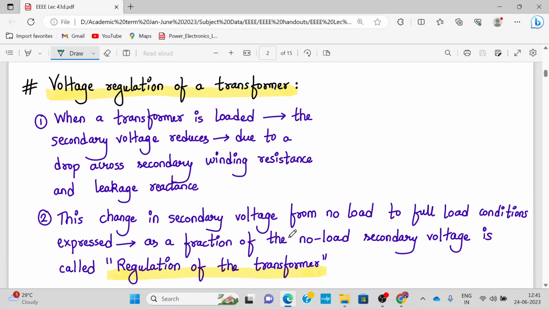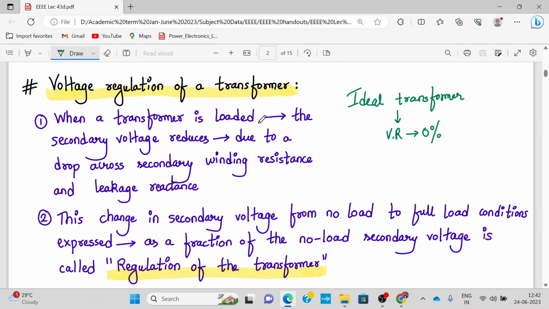Now the next topic is voltage regulation of the transformer. For an ideal transformer, the voltage regulation is 0%. Whereas for a practical transformer, it is not zero. It is close to zero, but it is not zero. So let's see why this happens and what the definition of voltage regulation is.